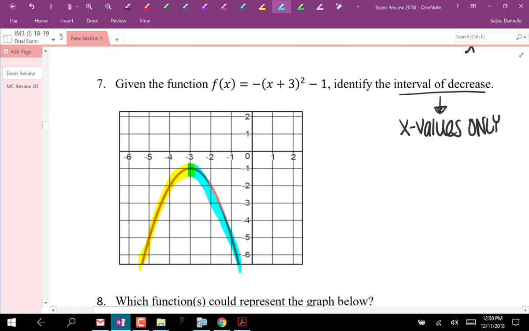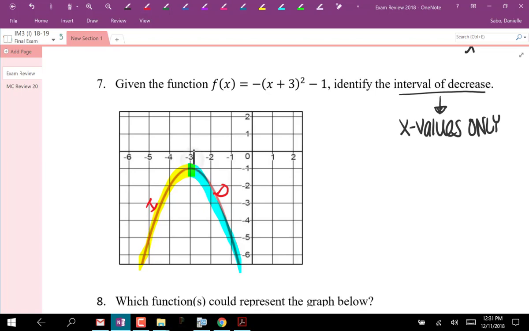The blue, because watch. Increase, increase, increase, decrease, decrease, decrease. So maybe make a note for yourself that this piece is increasing and then this piece is decreasing so that you remember that when you go back on the test. Because what if the final asked you about increase? You should be able to distinguish between the two.